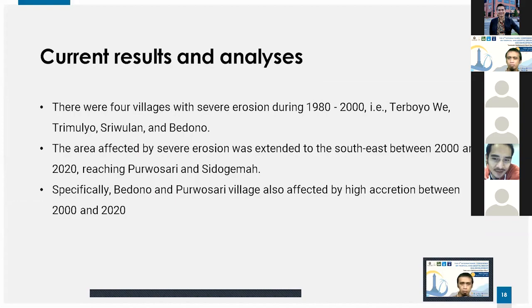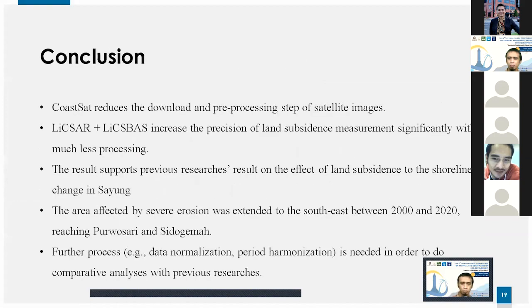And we found that the villages affected by the erosion is increasing after 2000 and 2020. So the conclusion of our research is that the open source software such as COSAT, LiCSAR, and LiCSBAS can increase the precision of land subsidence measurement significantly with much less processing. And also our result supports previous research on the effect of land subsidence on the shoreline change.